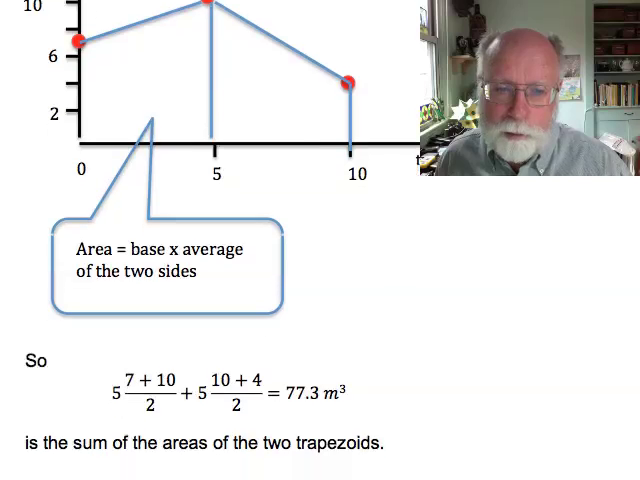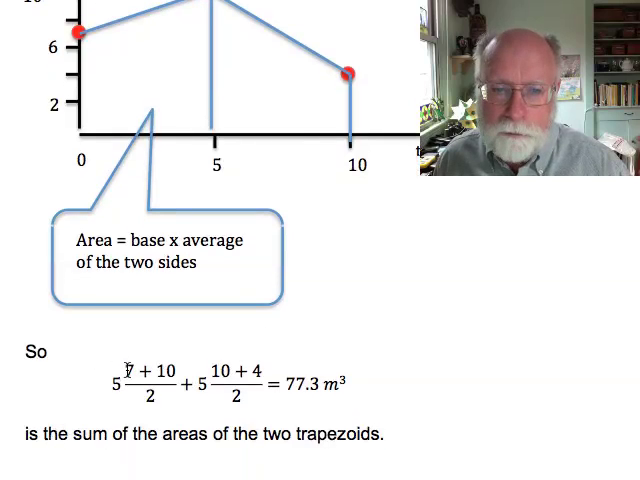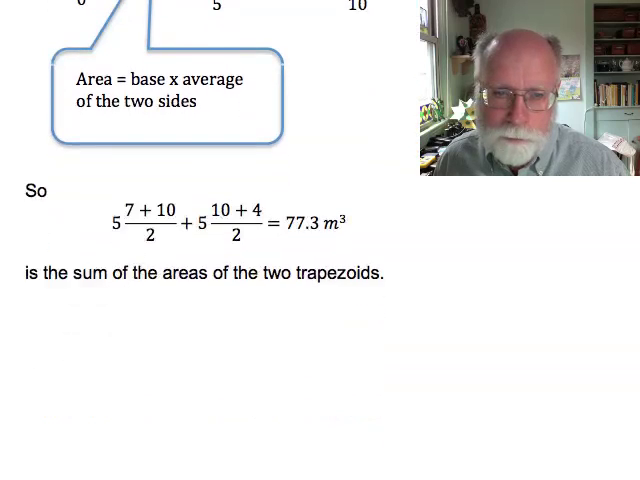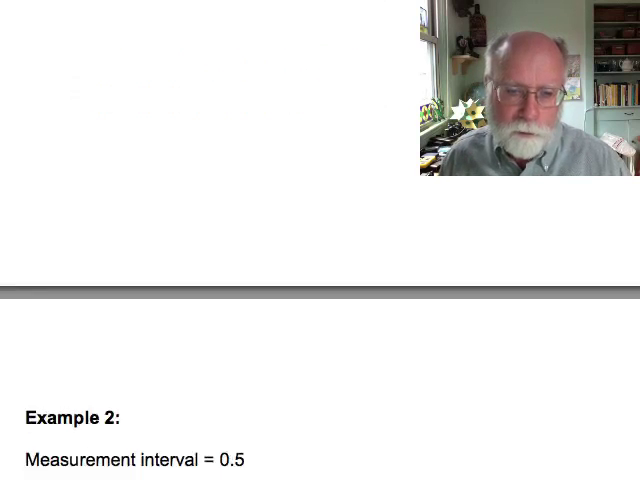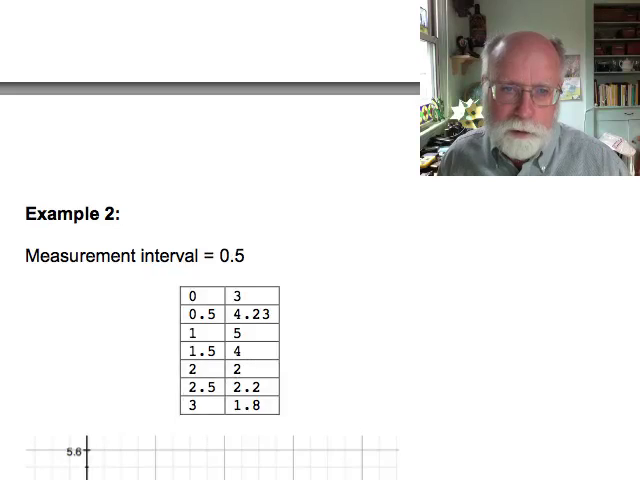When we do the arithmetic, we get average of the first 2 times 5, average of the second 2 times 5, is 77.3 cubic meters. And that's the sum of the areas of the 2 trapezoids. And that illustrates our understanding of an integral as the area under a curve. Here's a different data set.